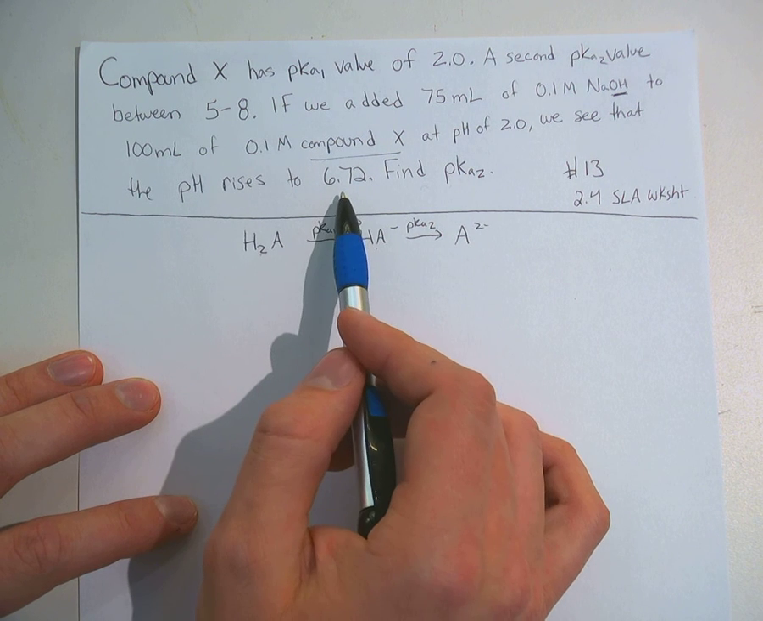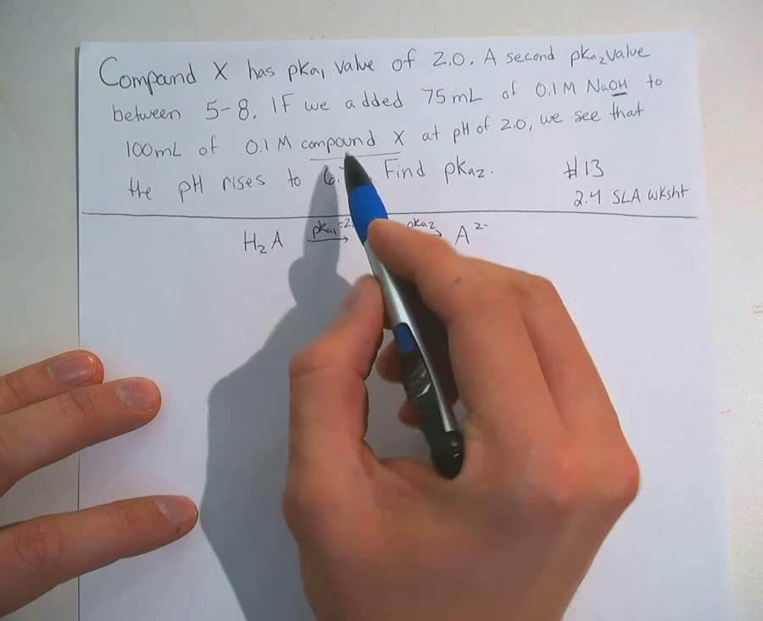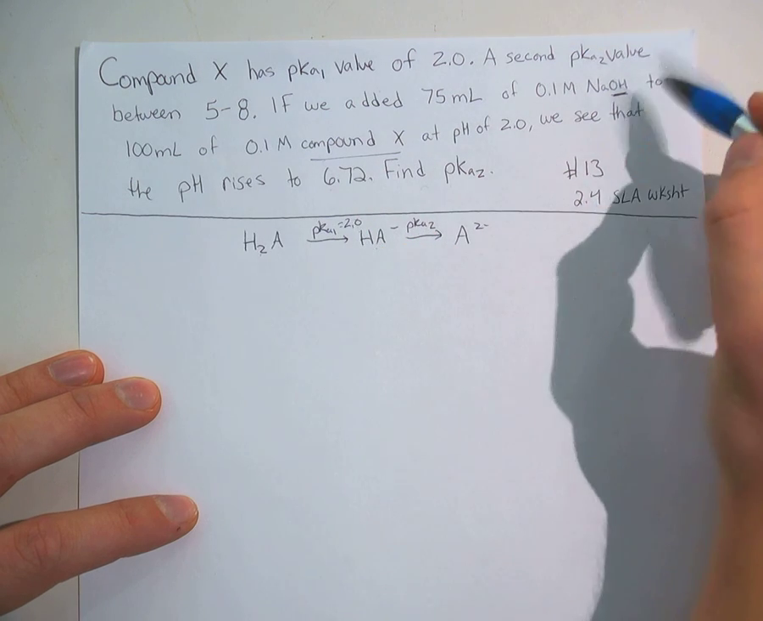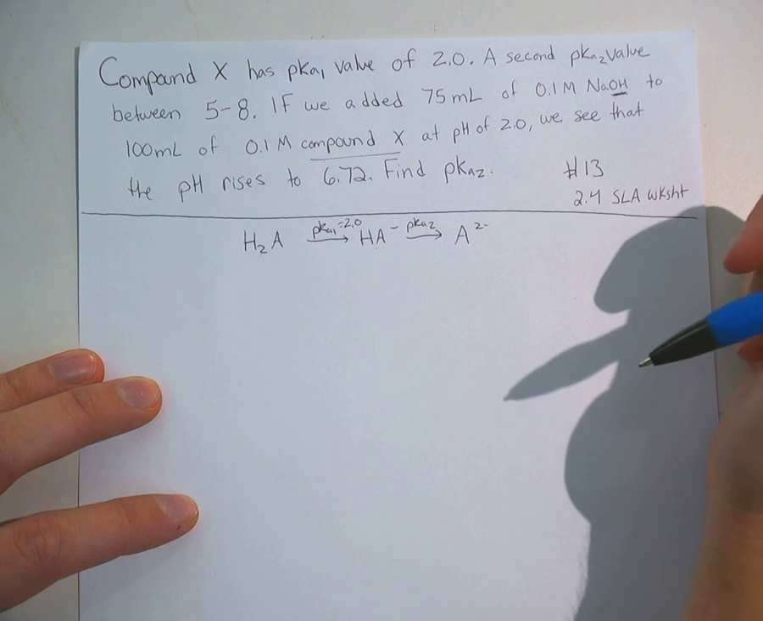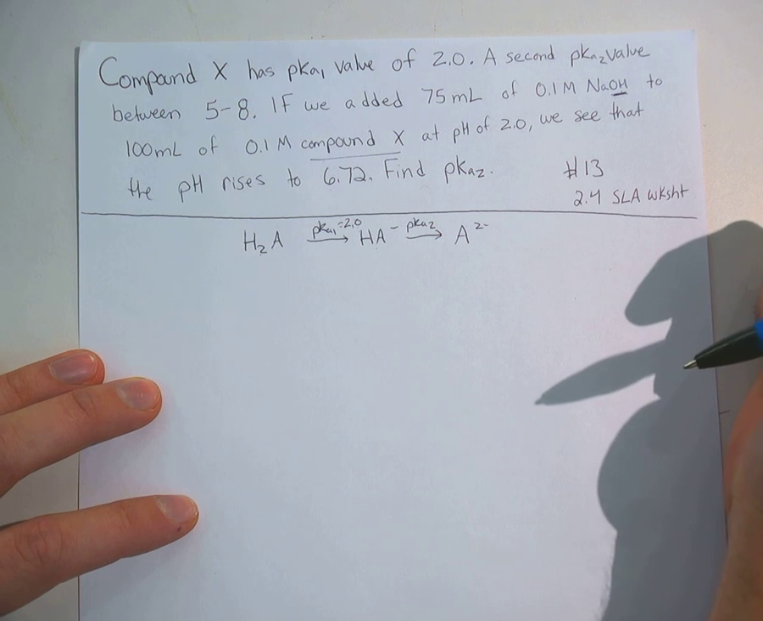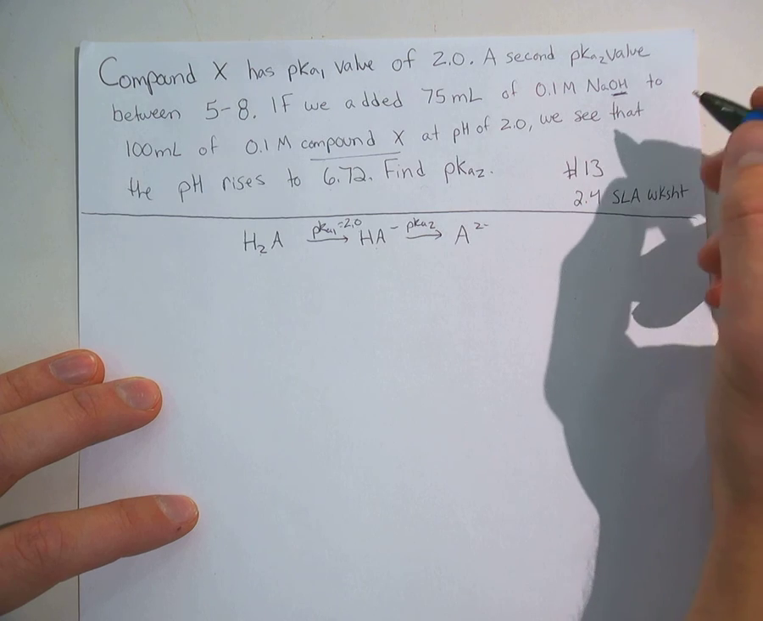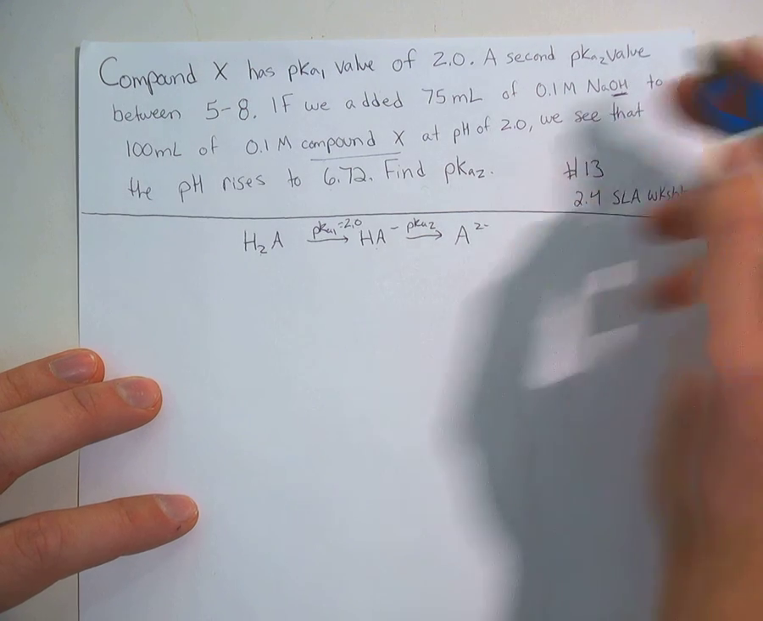Well, I can think of that and say, okay, does it make sense that the pH is going to rise? Well, yes, it does, because if I'm adding a base, I expect the pH to rise. The opposite is true. If you are adding an acid, you expect the pH to decrease. So I can continue with this problem, and I want to realize what's going on.